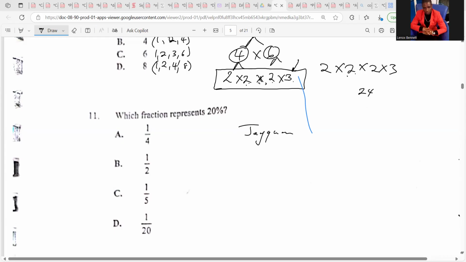Which fraction represents 20%? I'm checking the chat now for the others, and then we can discuss.